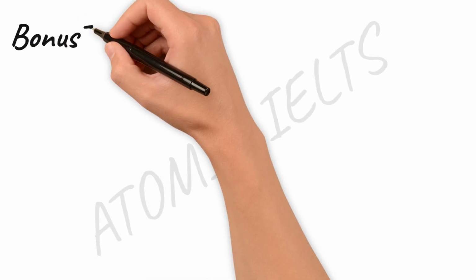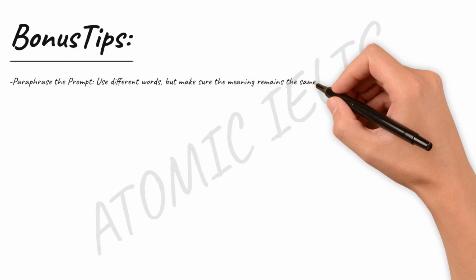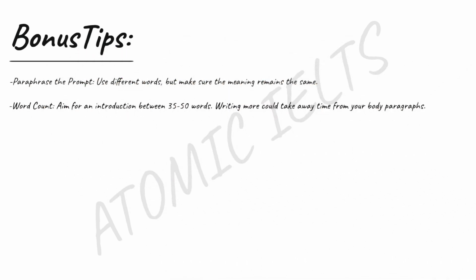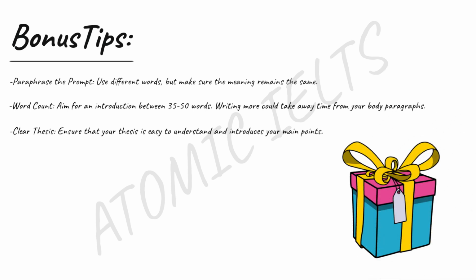Here are some useful tips to help you practice. Paraphrase the prompt. Use different words, but make sure the meaning remains the same. Aim for an introduction between 35 to 50 words. Writing more could take away time from your body paragraphs. Ensure that your thesis is easy to understand and introduces your main points.